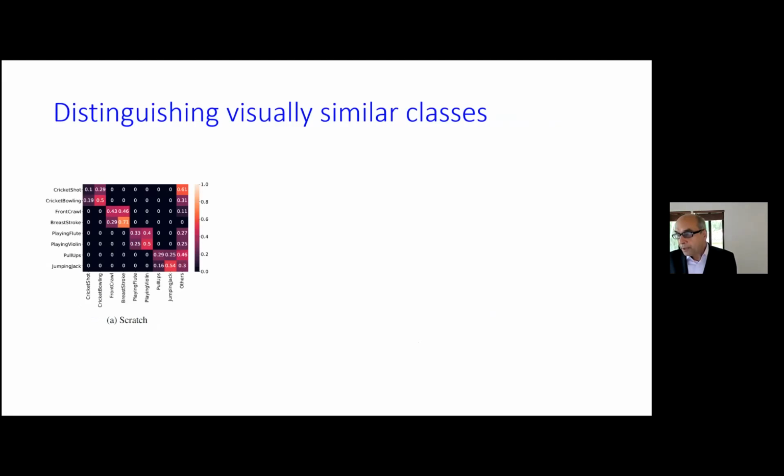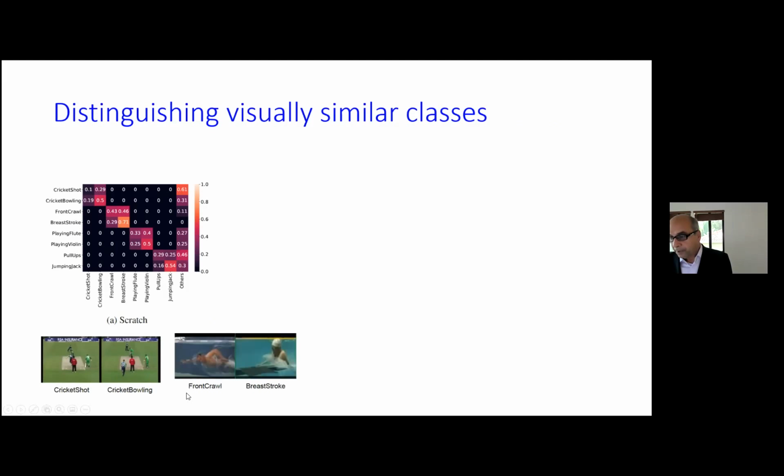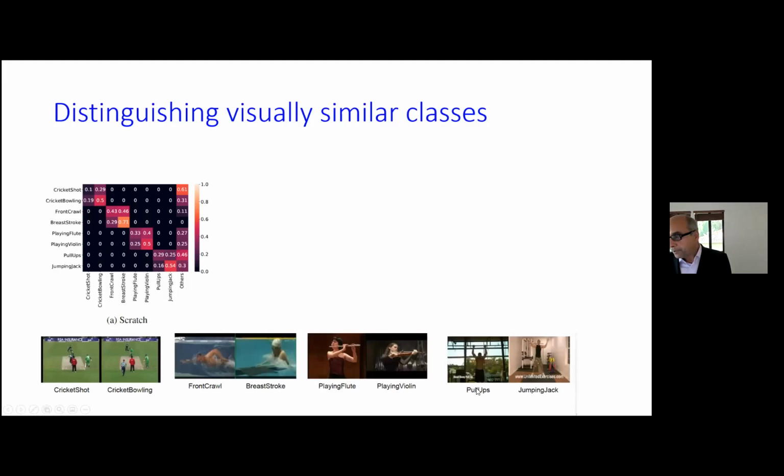So now, another thing about this method is that we can distinguish visually similar classes. Here we picked 9 classes, and this is a confusion matrix. As you see, some of these classes are being confused, like cricket shot and cricket bowling, these 2. Then we have front crawl and breaststroke, they are also confused. Then we have playing piano and playing violin, they are confused here. And then we have pull-ups and jumping jack, it's confused here.